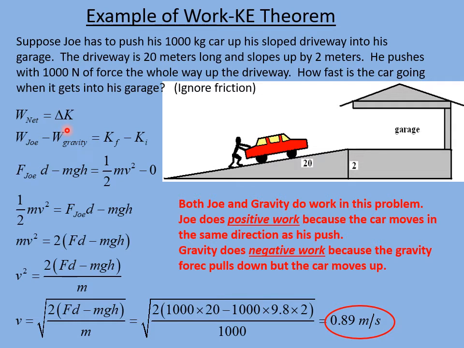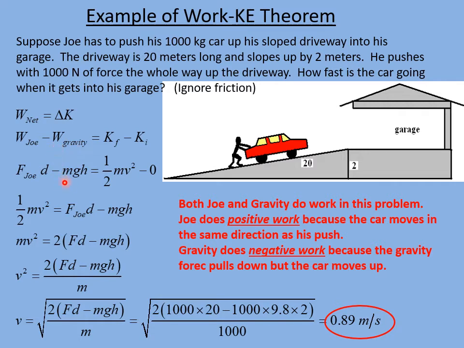Now, what makes this problem a little more tricky is that both Joe and gravity are doing work on this problem. Joe does positive work because the car moves in the same direction as his push. He's pushing it up the hill here. Gravity, however, does negative work because the gravity force pulls down, but the car moves up. So since the car is moving up 2 meters, but gravity is pointing down, gravity is actually doing negative work here. So over here on the left side, the net amount of work is the work done by Joe minus the work done by gravity.